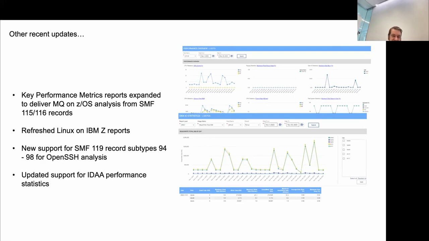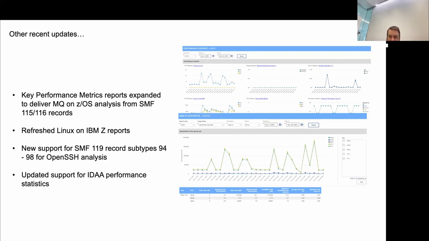The 116 records are now being recommended in some parts by IBM to be collected all the time. They're highly voluminous to show the traffic through MQ. But we have built reports that, if you have those switched on, you can also show that as well.